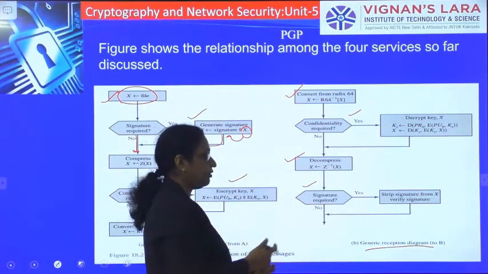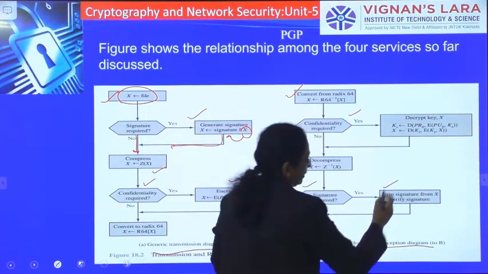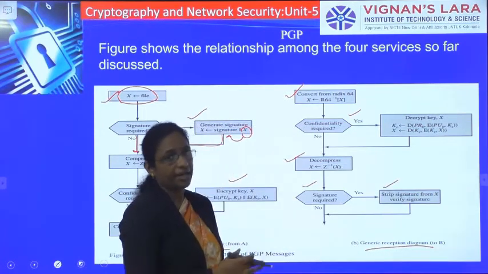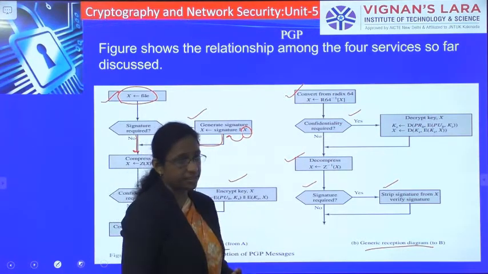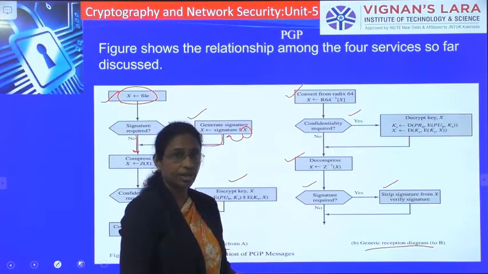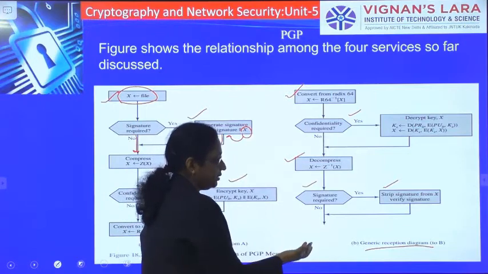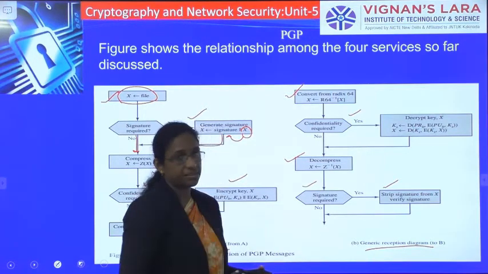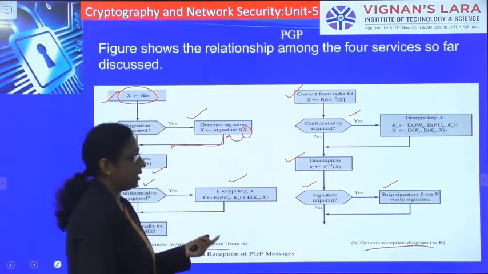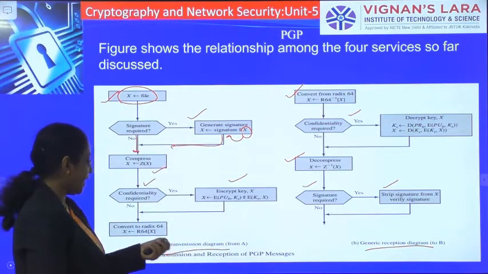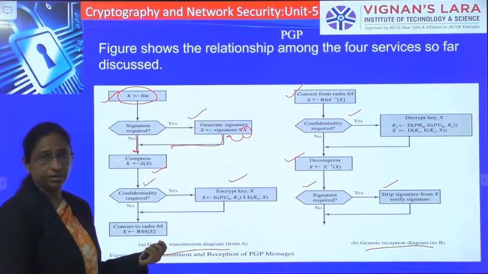Here we strip the signature from X and verify the signature. After verifying the signature, if it is authentic, then he will open the message and read it. So that is the generic reception diagram and the generic transmission diagram.